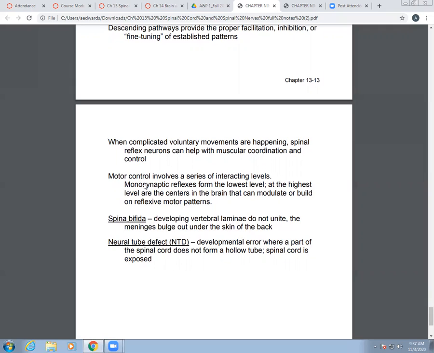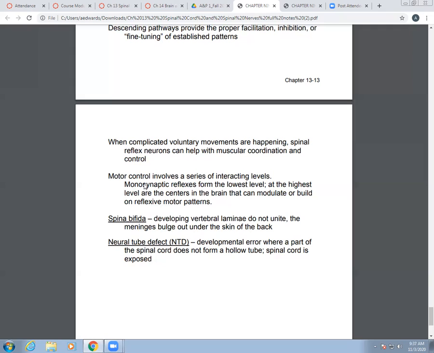Okay. Medical conditions related to spinal cord and spinal nerves. And remember, underlined diseases are good for matching on exams. So spina bifida means that the laminae on the vertebrae, remember the structure of the vertebrae, don't unite, okay? Because you have a lamina on each side of the vertebrae. And the meninges are then going to bulge out under the skin of the back, okay?